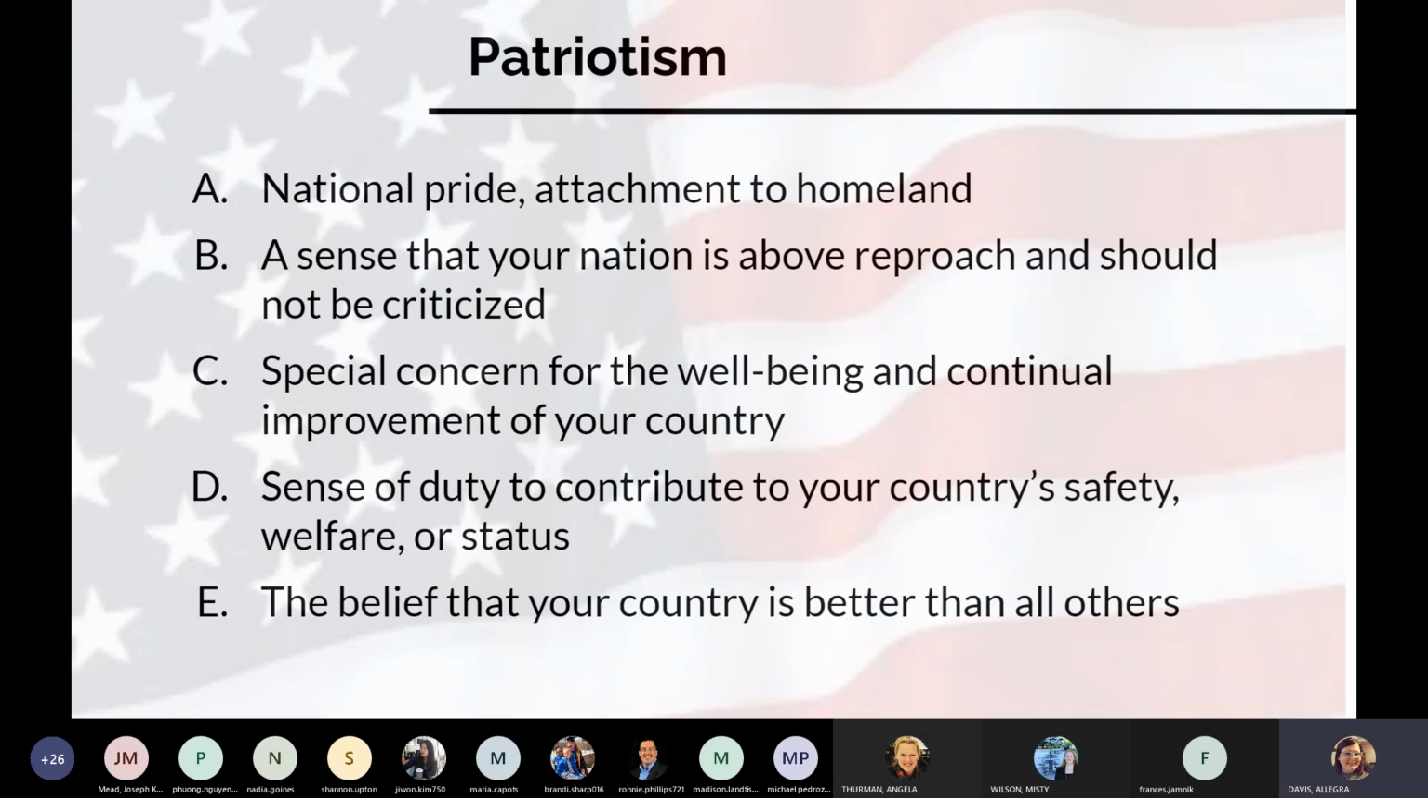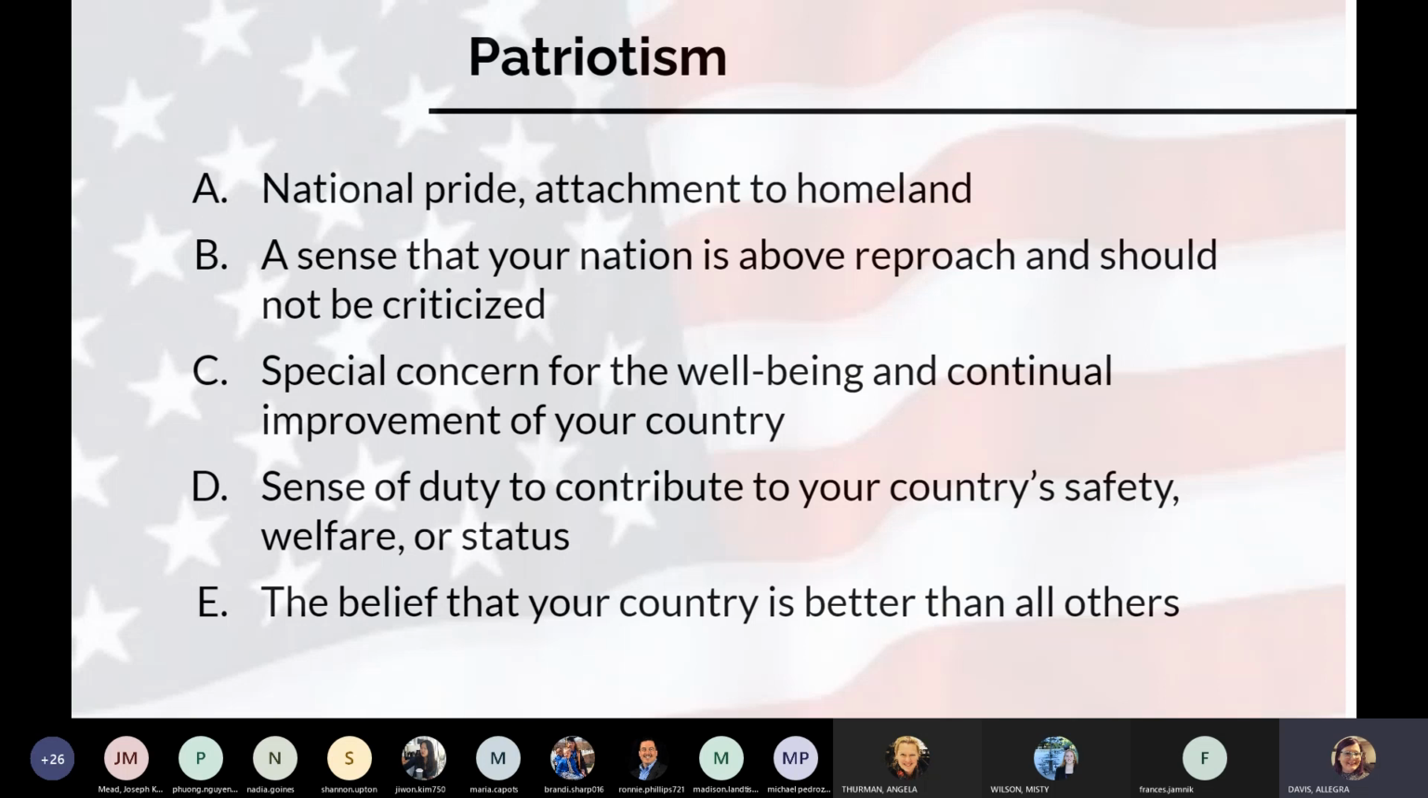Absolutely. So national pride or attachment to: I like being an American. I'm proud to be an American. That's patriotism to some people. A sense that your nation shouldn't be criticized, right? We're special, we're important. You shouldn't criticize us. We should have positive feelings about it. You have a very special concern for your country's continual improvement and the well-being of people, or you have a sense of duty to contribute to your country and your country's safety and its welfare and its status. I will tell you that the belief that your country is better than all others sounds extreme, but it is some people's definition of patriotism, right?